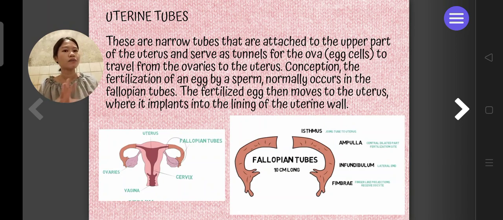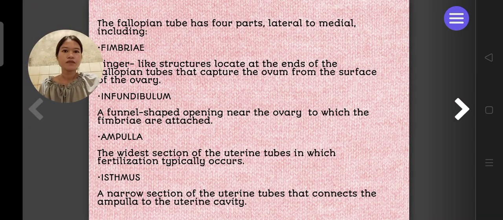So, pagkatapos dumaan nung ova or nung egg cell dun mismo sa fallopian tube, manggagaling naman siya dun sa uterus, na kung saan yung uterus na yon, yun yung pinakabahay bata. And dun titira yung baby. Dun siya kumakain. Yan. So, the fallopian tube has 4 parts, lateral to medial.